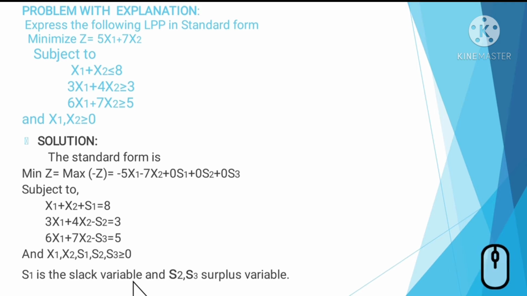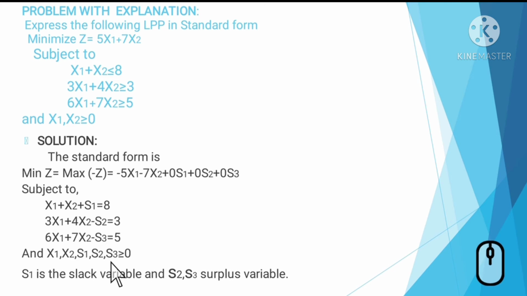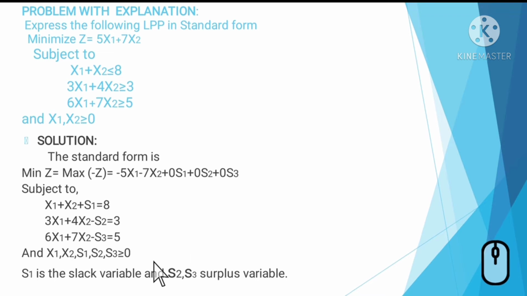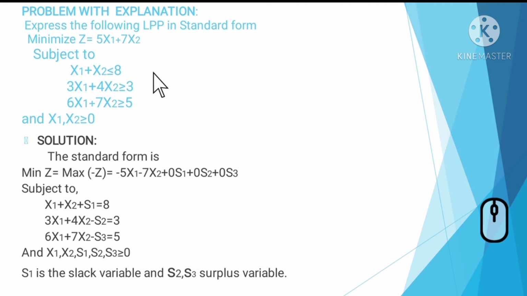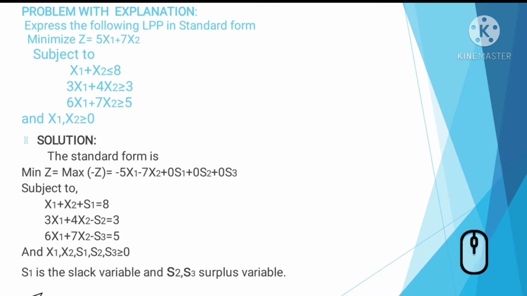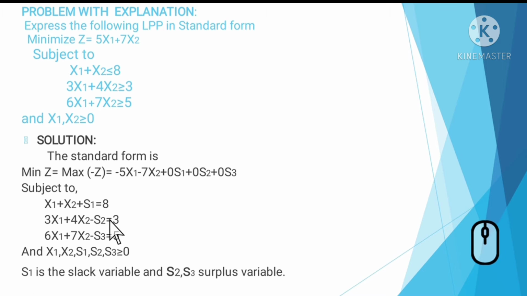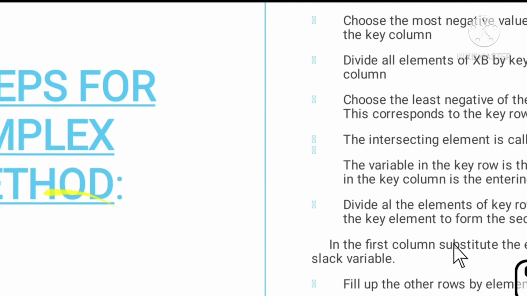S1 is a slack variable and s2 and s3 are surplus variables, and x1, x2, s1, s2, s3 are greater than or equal to 0. So these are the conditions. The standard form of LPP should be of maximization type, the constraints should be equations, and all the variables used should be non-negative. Steps for simplex method.